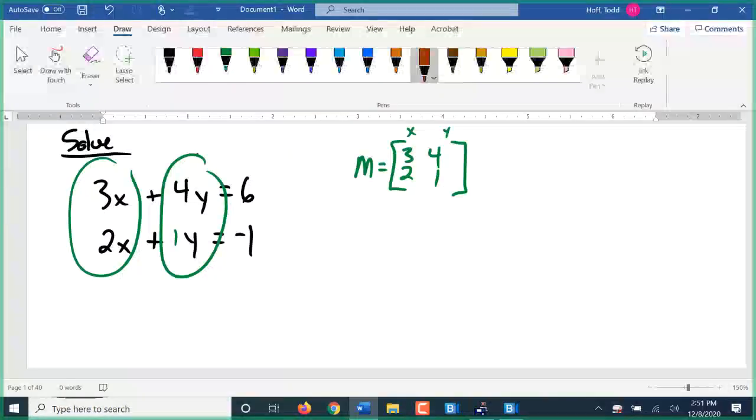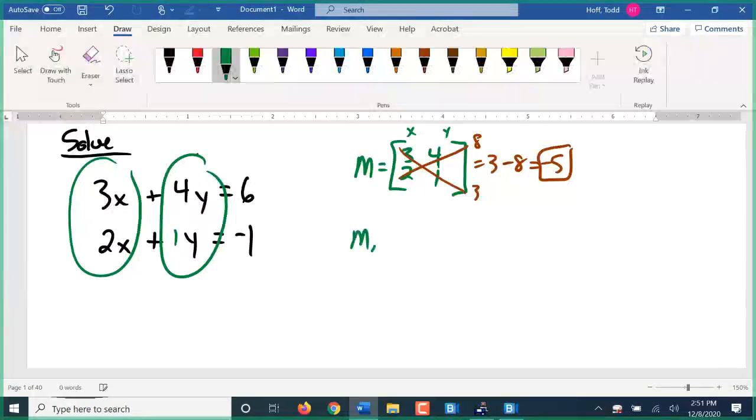Let's find its determinant while we're here. 3 times 1 is 3. 2 times 4 is 8. 3 minus 8 is a negative 5, the determinant of our base matrix. Let's find our X matrix. Remember, in the X matrix, we replace the X column with our constants. So that'll be 6 and negative 1. Our Y column is still 4, 1.